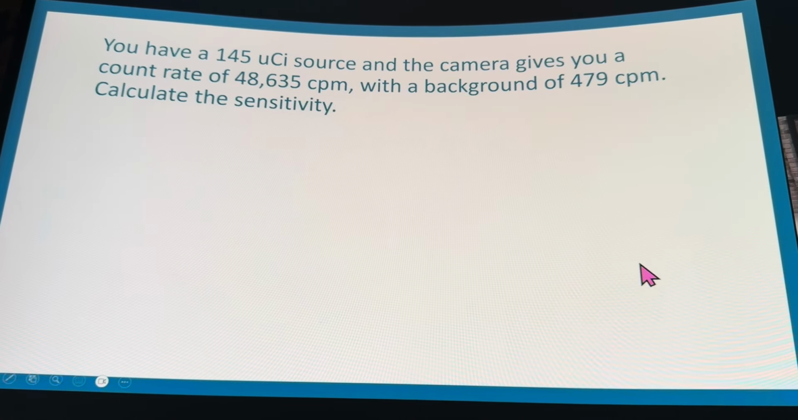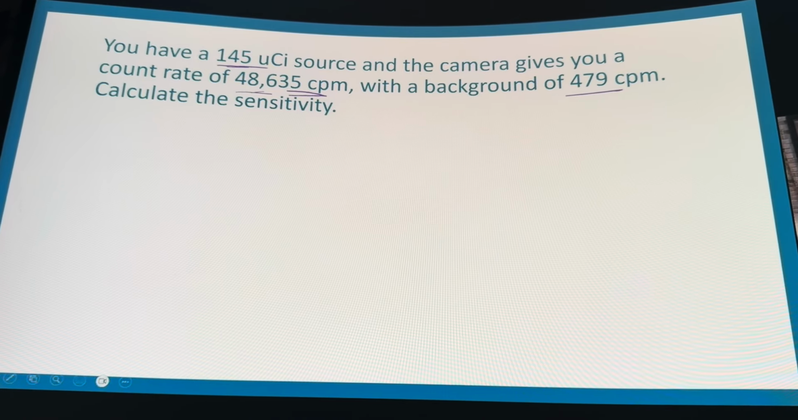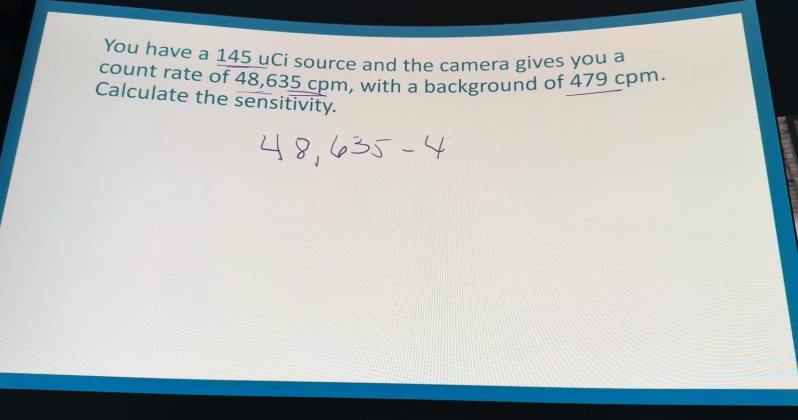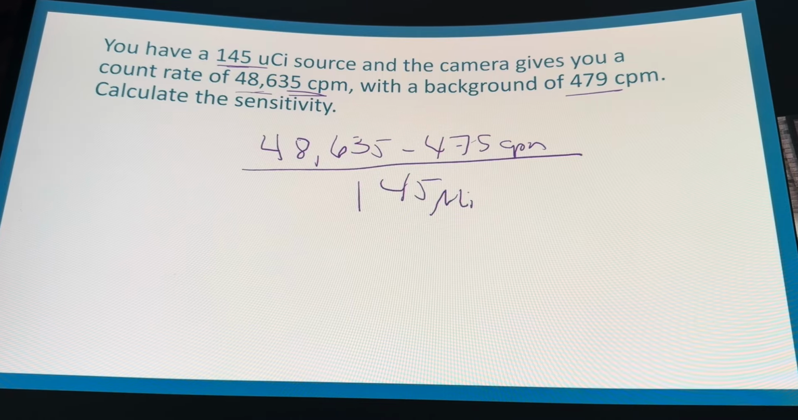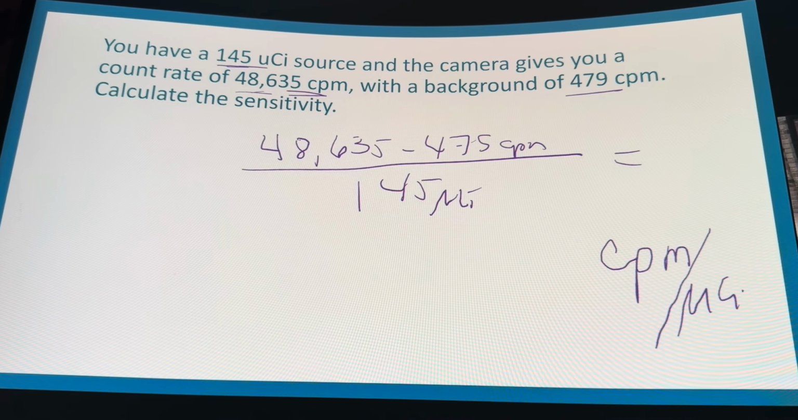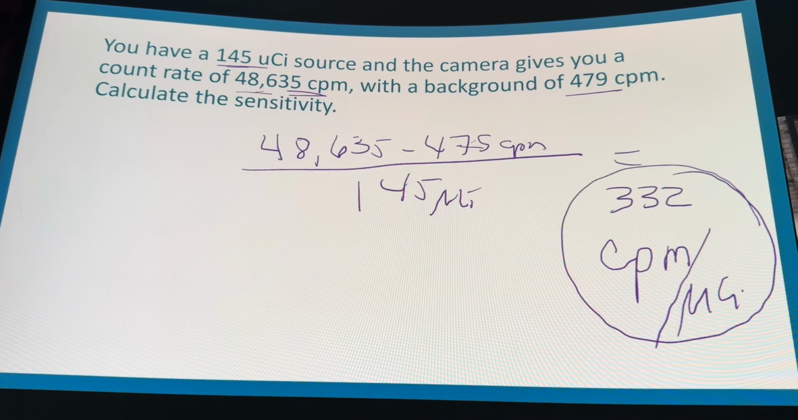All right, one more. You have 145 microcurie source. It gives you a count rate of 48,635. Background is 479. Count rate, 48,635 minus my background of 479. That's my CPM. Divided by my activity, 145 microcuries. My unit is CPM per microcurie. And I plug that in my calculator, gives me 332. That's my sensitivity.